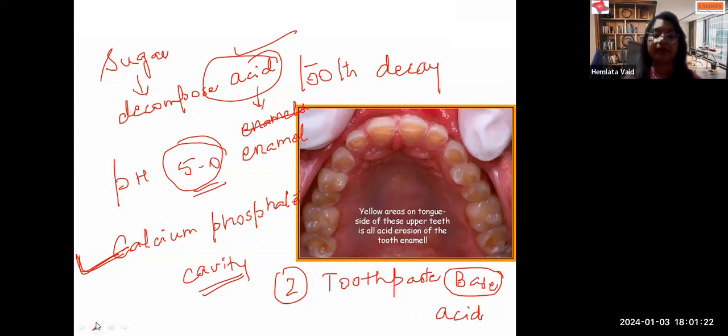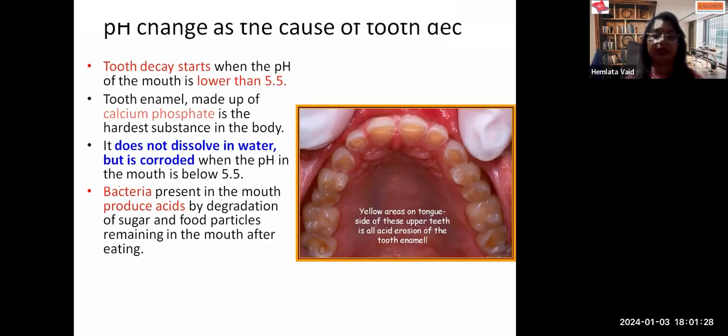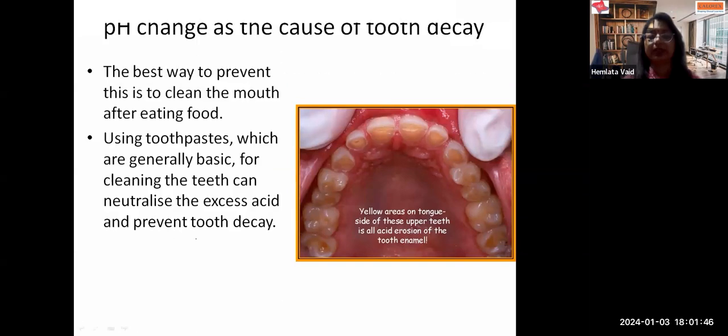So here you can have several questions based on this topic. They can ask you what is the substance present in the enamel? Why does it get corroded? How does the pH of the mouth become less than 5.5? What should you be doing to get rid of this? All this we have discussed on this slide.